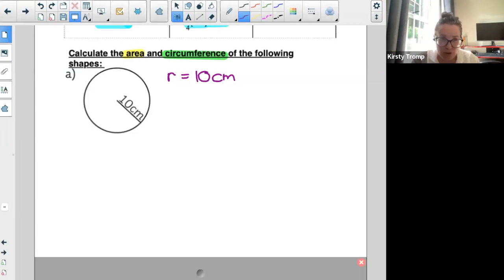All right. So if I want to do the area, it is going to be equal to pi r squared. So I'm doing the area first. Area equals pi r squared. So I'm going to say pi times brackets 10 squared.